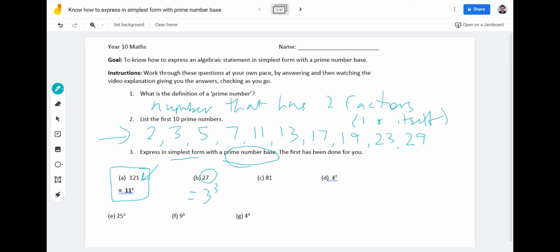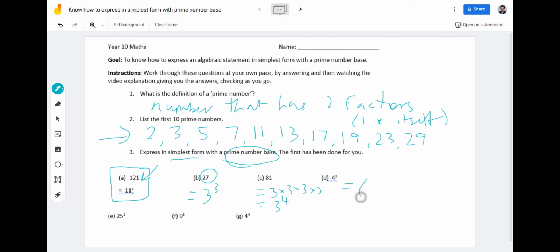Nice. 81. Can we write that as 2 to the power of something? You could test it out by just having a go on your calculator. 2 times 2 times 2. No, it's 3 times 3 times 3 times 3, which is 3 to the power of 4.